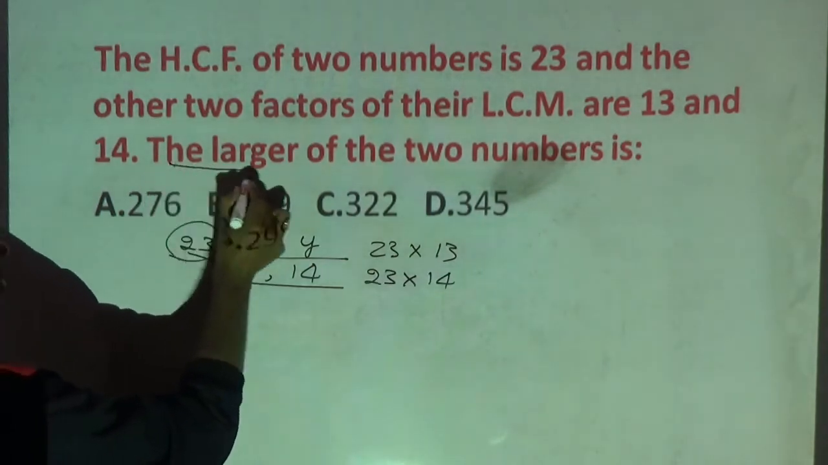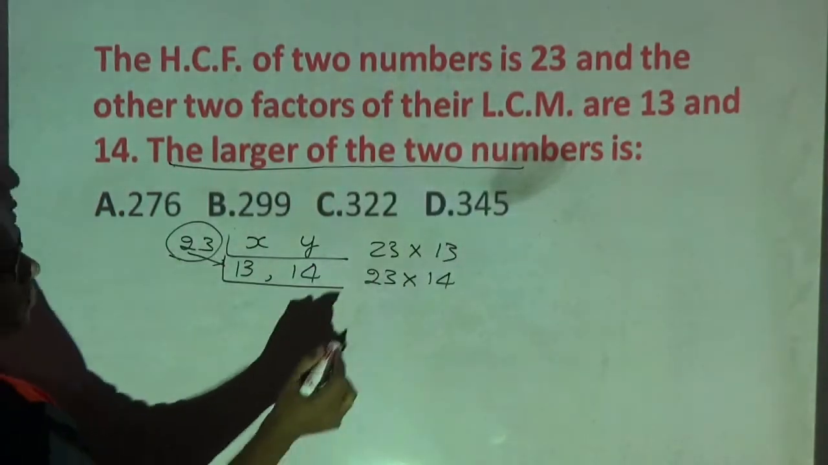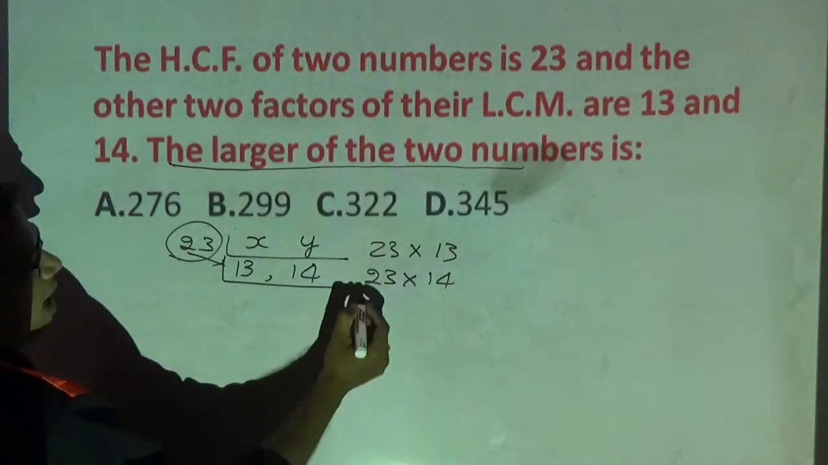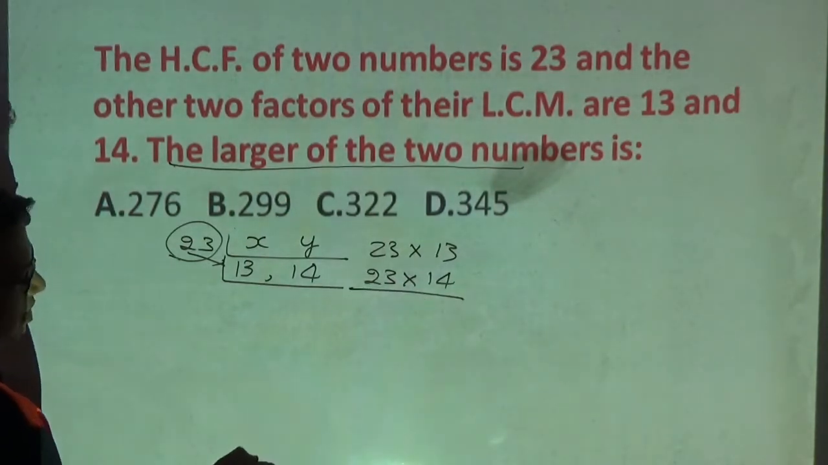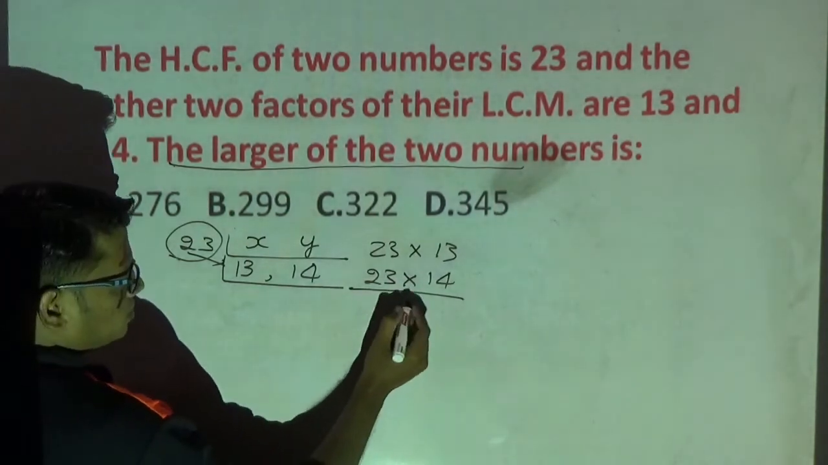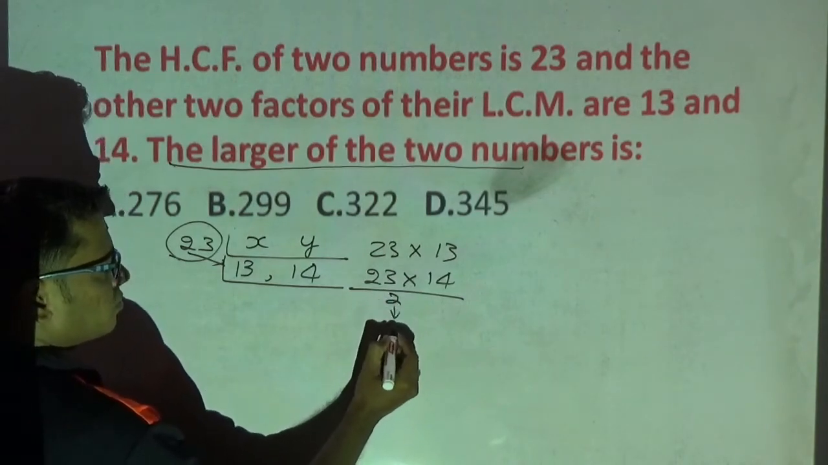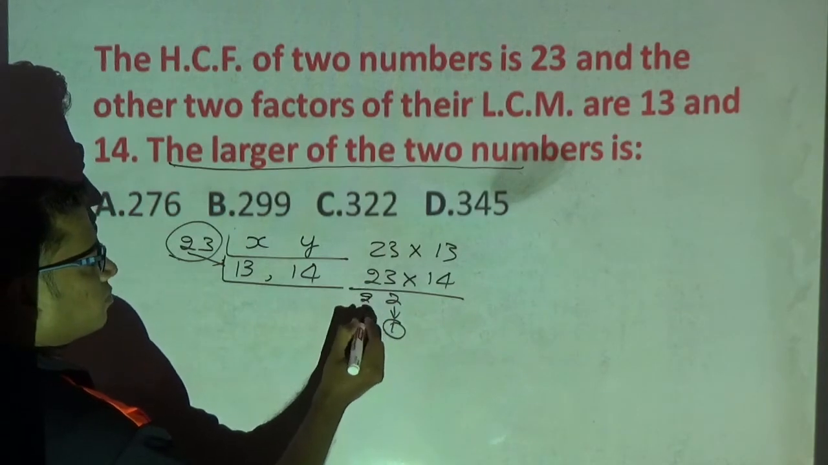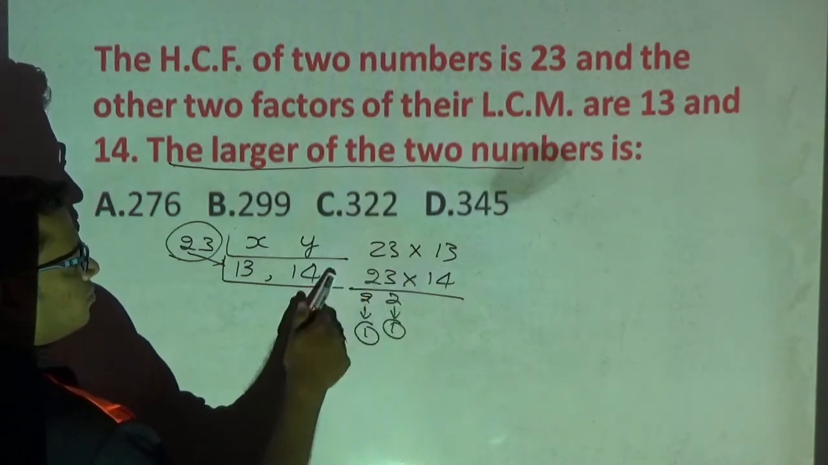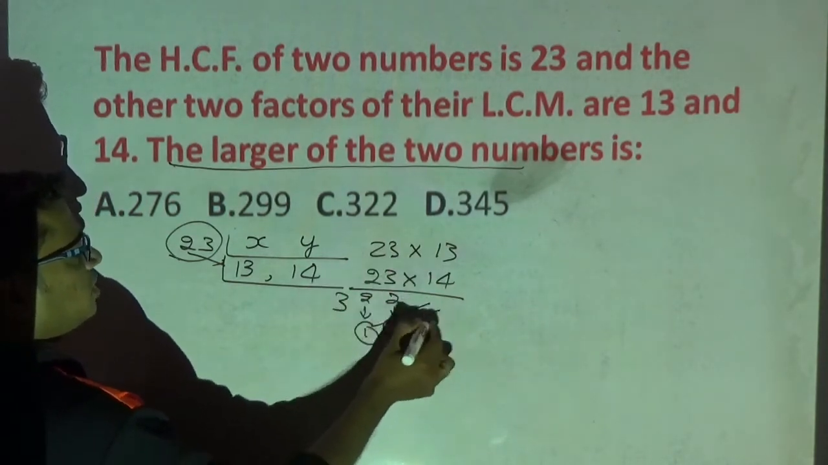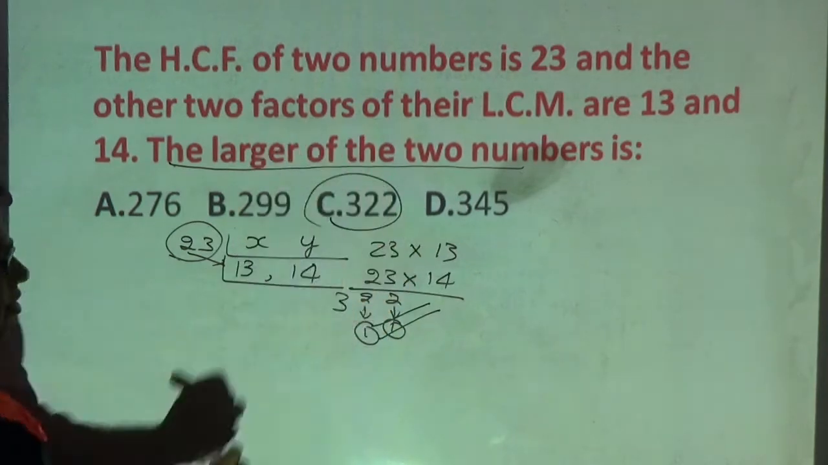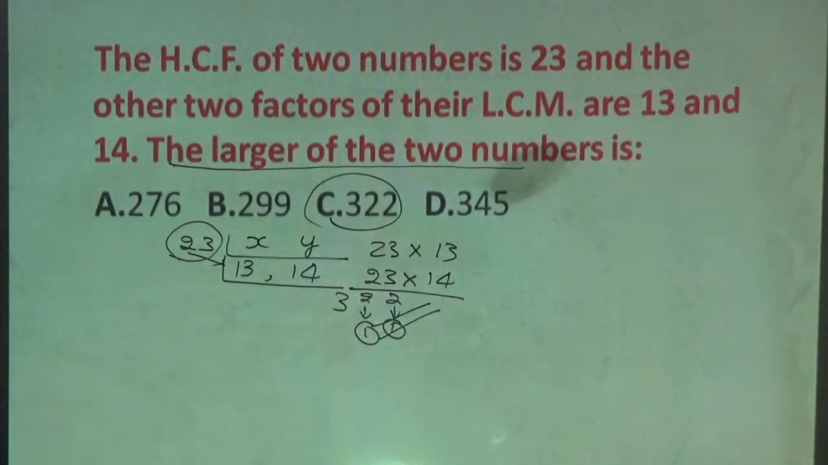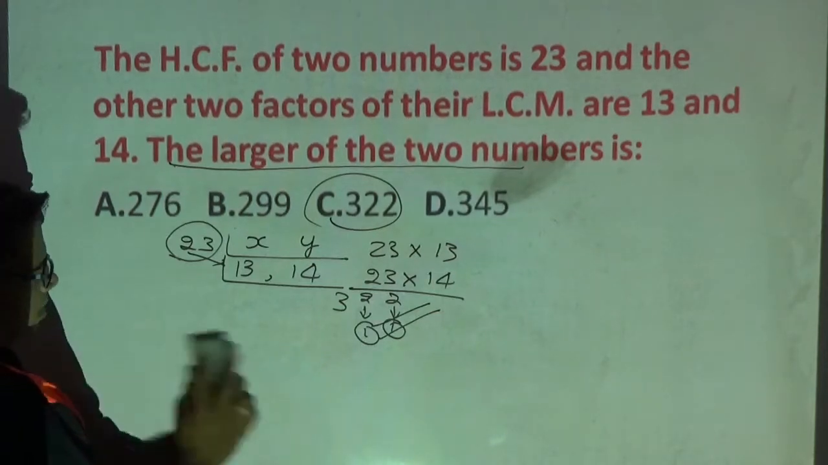Now, what are they asking? The larger of these two numbers. 23 into 13 is the smaller number and 23 into 14 is the larger number. Correct? So the answer is 322, option C. Option C is my answer. See how quickly and accurately I solved this problem.